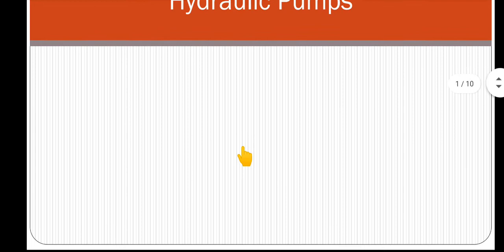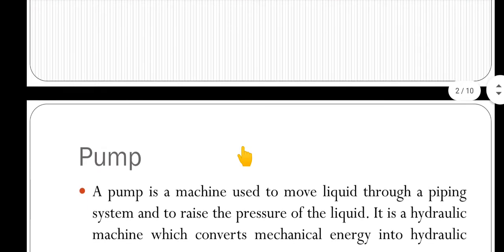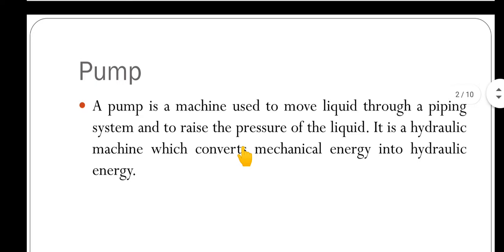So now let's define a pump. A pump is a machine used to move liquid through a piping system and to raise the pressure of the liquid. If we raise the pressure, we can lift the water from a lower level to a higher level. It is also a hydraulic machine which converts mechanical energy into hydraulic energy.